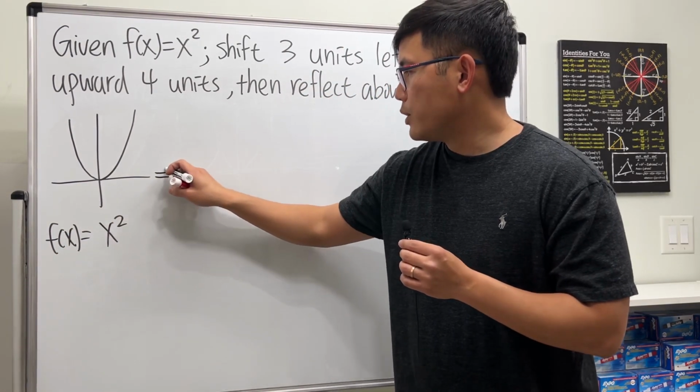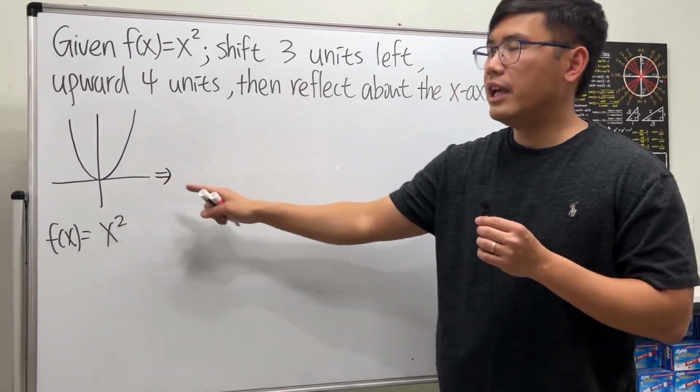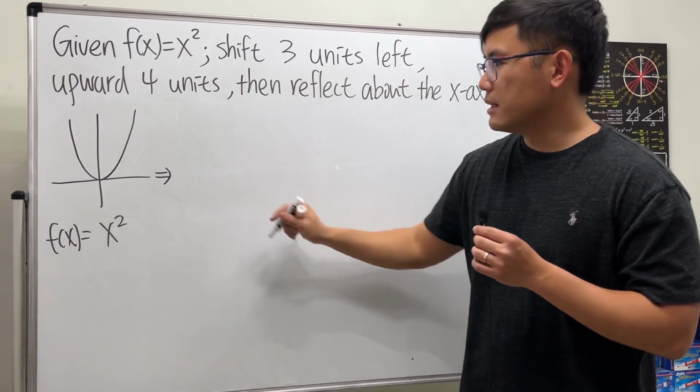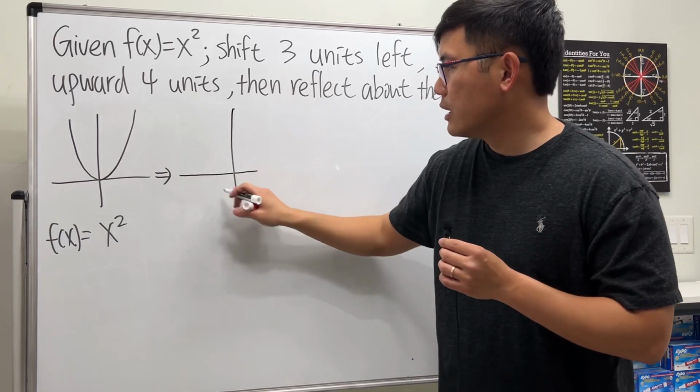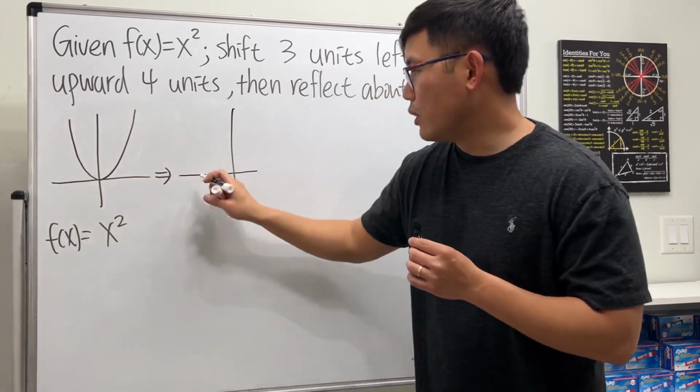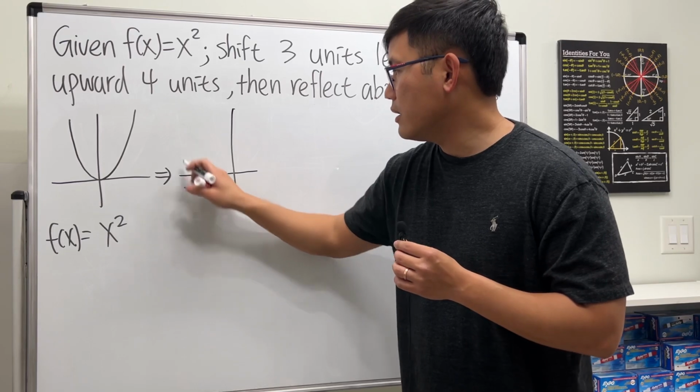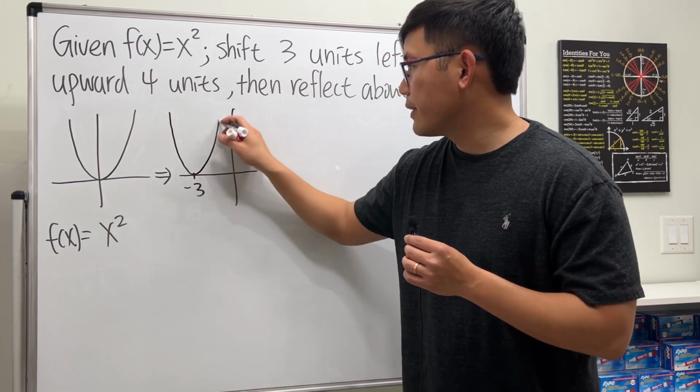The first thing that we'll be doing is that we'll take this and shift it 3 units left. So here will be a picture for it. 3 units left, so it will be at -3. So that's it right here. So this is the picture for it.